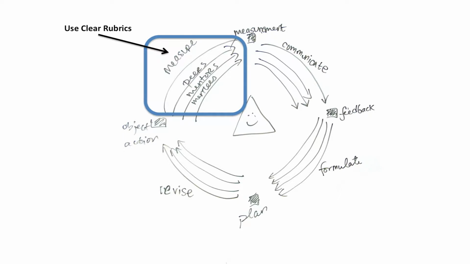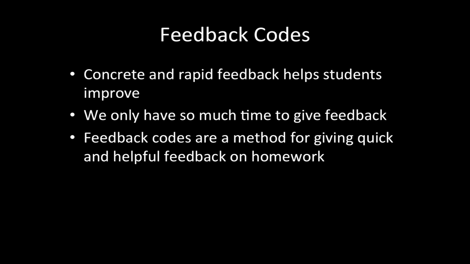So how do we do this? Where do we start? There's so many different types of assessments and rubrics that are going to be really discipline specific. But one type of rubric that I think is applicable to many contexts is something called feedback codes. And something we're always balancing as instructors is that concrete and rapid feedback helps students improve, but we only have so much time. So I asked Stephanie to tell us a little about a method for giving students some quick and helpful feedback on their homework.